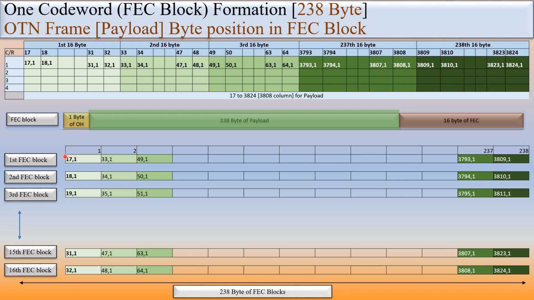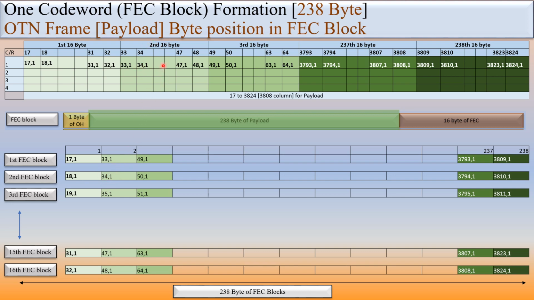So you can see here in first FEC block 238 byte will be there. In the same way, what will be the second byte of first FEC block? The second byte of first FEC block is taken from the second group of 16 byte. You can see here that it will be 331. In the same way, in the second FEC block, second FEC byte is taken from the second 16 group and that will be placed here.